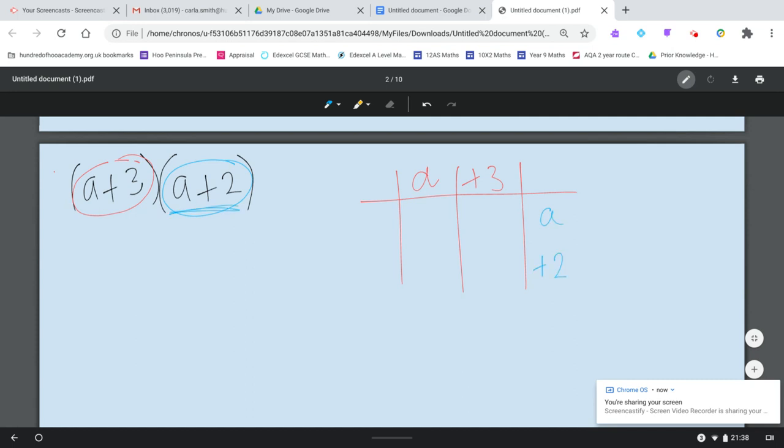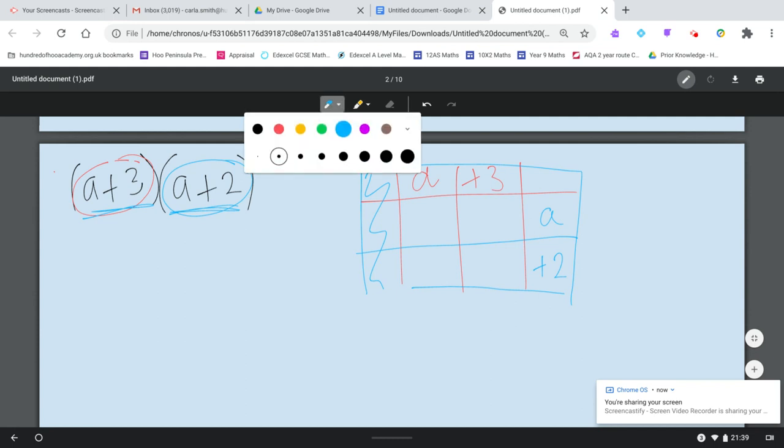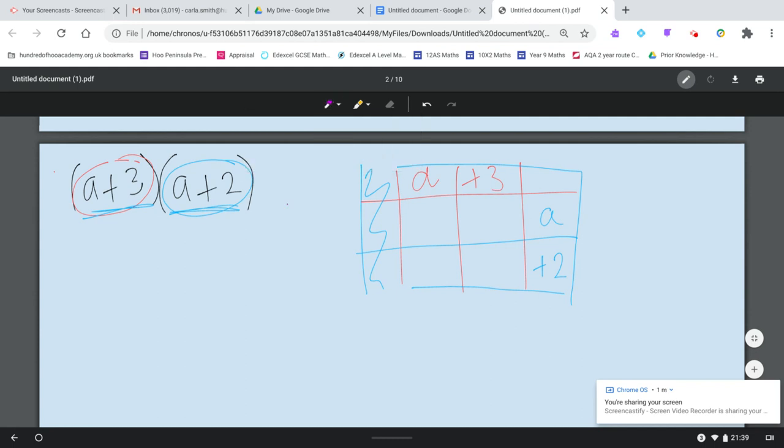Now because I've got two terms in each now, that means I need a 2 by 2 grid. I don't really need this column at the front actually. Okay, so actually because it's a 2 by 2 grid, you're going to have 4 squares to fill in total. Okay, so again, we're just going to use the same logic as before. Whatever's at the top times by whatever's at the side. So A times by A gives me A squared. Positive 3 times by A is going to give me positive 3A. And then for the next row, you've got A times positive 2, which is positive 2A. And then positive 3 times positive 2 gives me positive 6.